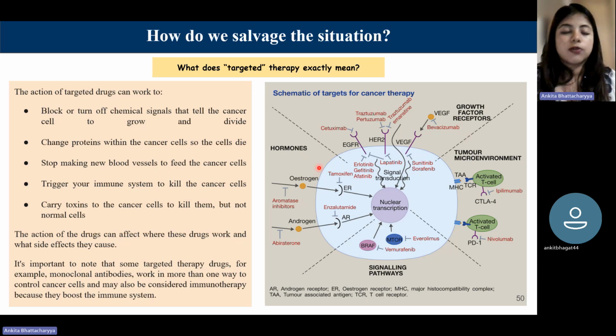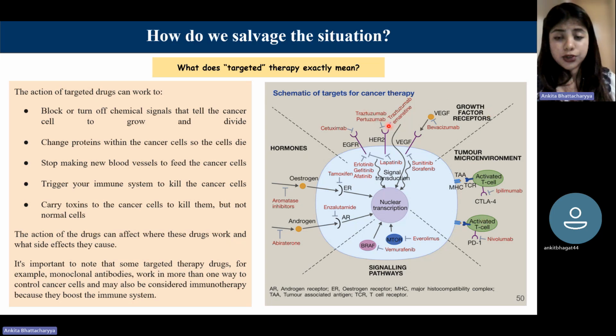Second, you have hormones, which are working via the steroid hormone receptor channel or steroid hormone receptor mediated signaling. Third, you have other signaling pathways, which involve BRAF, mTOR, etc. And finally, you have some stimulus coming in from the tumor microenvironment, and different types of drugs can actually help in inhibition of those.